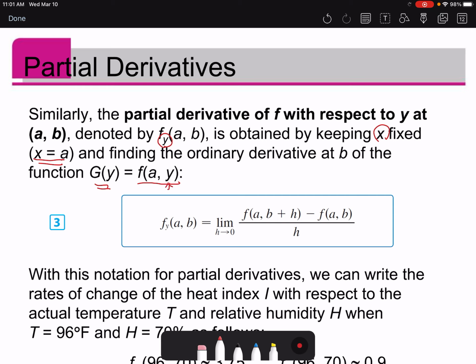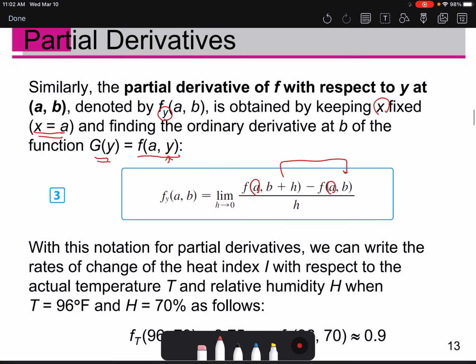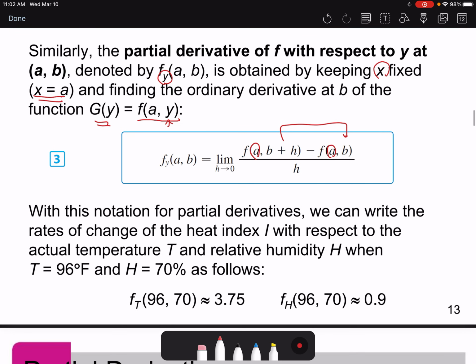Again, we look at the limit, so we keep a as a constant and we vary b. So this is the partial derivative of the function f of x, y with respect to the variable y. In a previous example, we talked about the heat index I as a function of temperature T and the relative humidity H. When the temperature is at 96 degrees and the humidity at 70%, it varies both ways. So we fix one and go to the other one.